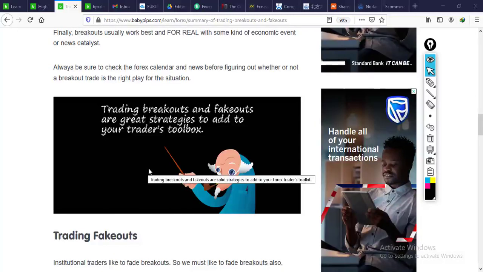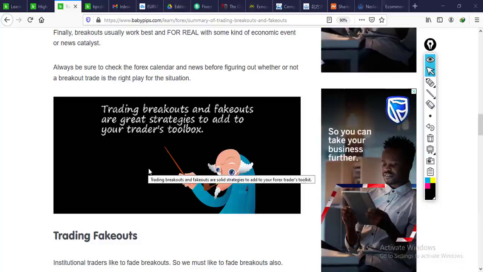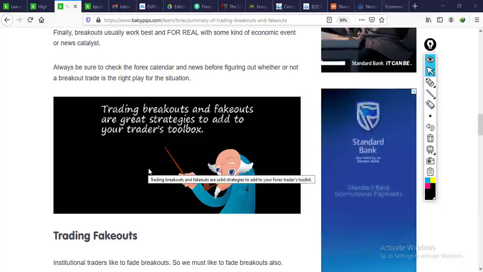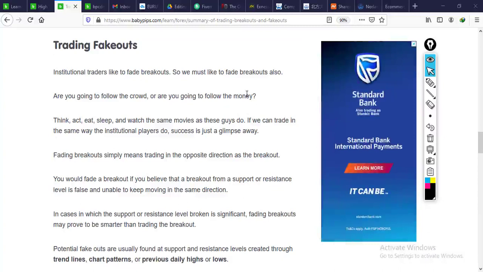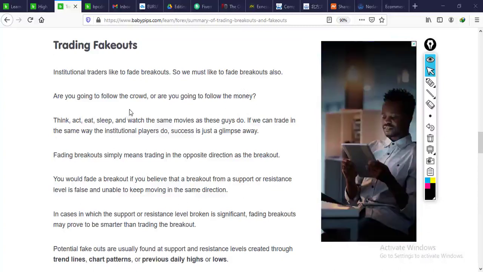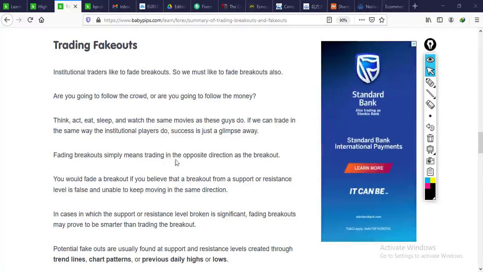Also check the Forex calendar and news to find out whether or not a breakout trade is the right play for the situation. Trading fake outs: institutional traders usually like to fade breakouts, so we must also like to fade breakouts as well. Okay, we don't want to follow the crowd, think, act, eat, sleep, and watch the same movies as these guys do. If we can trade in the same way the institutional players do, success is just a glimpse away. Fading a breakout simply means trading in the opposite direction of the breakout.